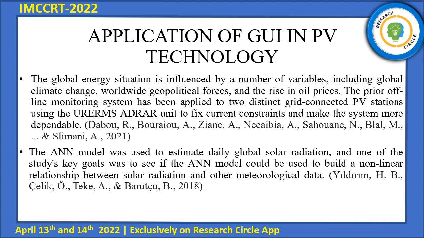After that, the global energy situation is influenced by a number of variables, including global climate change, worldwide geopolitical forces, and the rise in oil prices. So the prior offline monitoring system has been applied to two distinct grid-connected PV stations using the URE-RMS ADRER unit to fix the current constraints and make the system more dependable. The ANN model was used to estimate daily global solar radiation, and one of the study's key goals was to see if the ANN model could be used to build a nonlinear relationship between solar radiation and other meteorological data.